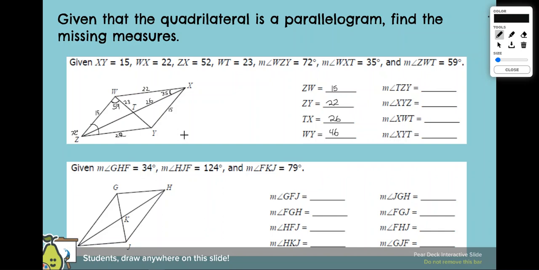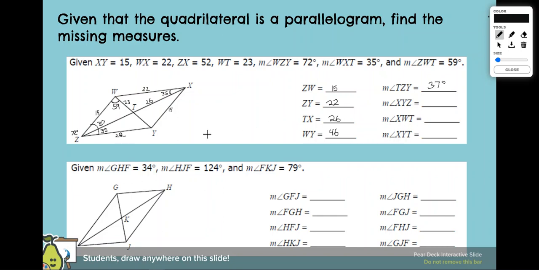We have TZW. So here's T, and we're trying to find ZW. So we know that the whole thing is 72, and we know that up here is 35, so this portion has to be 35 because of alternate interior angles. So if we subtract 35 from 72, then we know that this portion has to be 37. So this is 37 degrees.